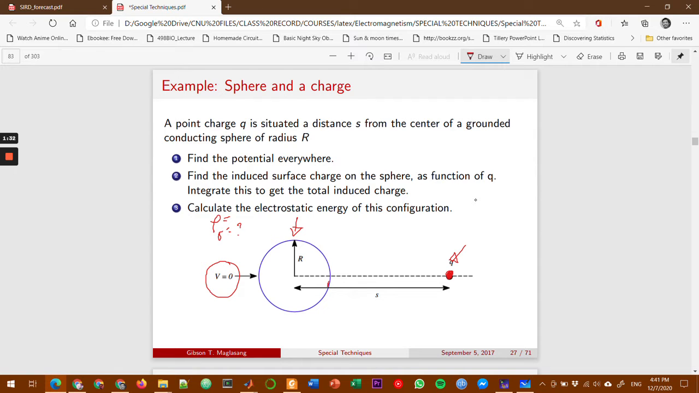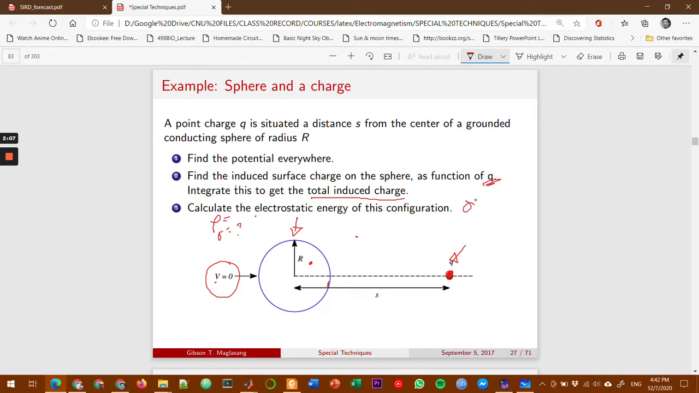And ako'y charge Q located at a distance s from the origin of the sphere of radius r. So more na siyang given. And then we are asked to find the potential everywhere. What could be the potential of this system inside the sphere maybe or outside, anywhere, unsa ka ang iyang potential. And then we should be able to find the induced surface charge on the sphere as a function of Q and integrate this to get the total induced charge.